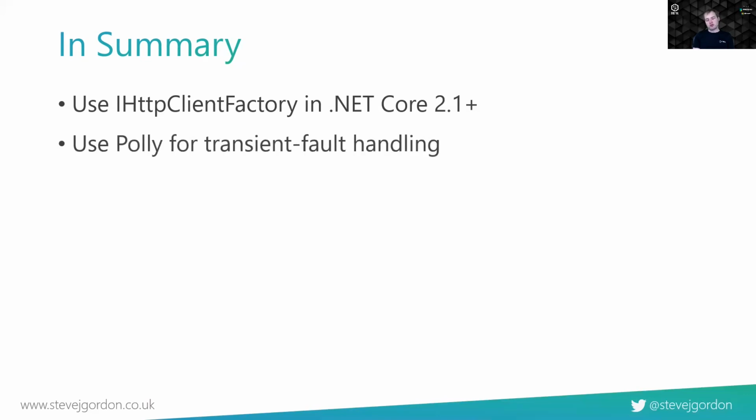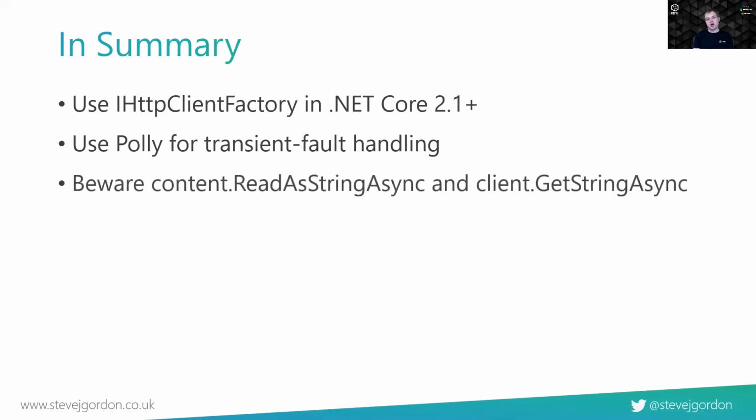If you are doing HTTP, think about transient issues. Polly is a great way of dealing with them. It's not the only way, but it avoids you writing a lot of boilerplate code yourself. Be aware of the ReadAsStringAsync and GetStringAsync methods. Remember that you're allocating a string there. And if you don't need the string, but you actually just want a strongly typed object, use the stream-based deserialization options that are available to you.